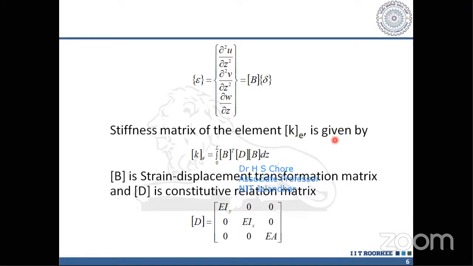Now, the stiffness matrix is given by the usual formula, integral B transpose DB. The only thing is, in this case the integration is over the length of the element L, so it is dz. We have to formulate the B matrix for curvature. The D matrix gives the relation between the curvature and bending moments for the first two components, and for the third it is the axial force. EIy is the flexural rigidity, EIx is also flexural rigidity, and EA is the axial stiffness. So that forms our D matrix.